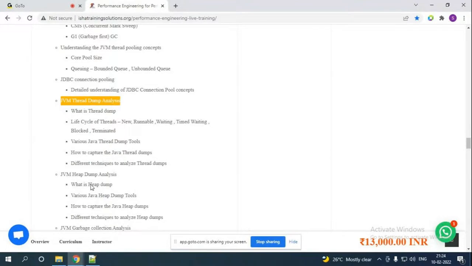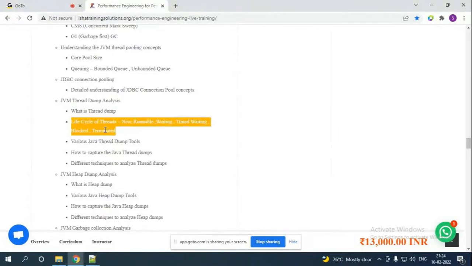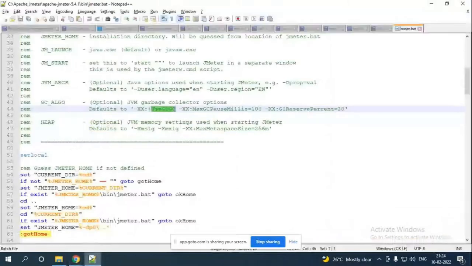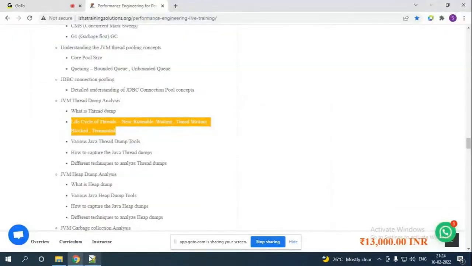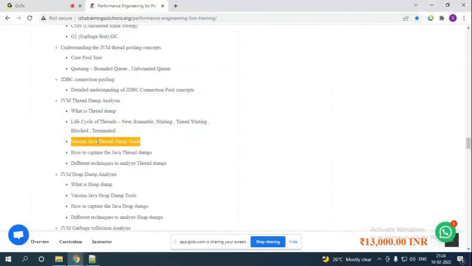I mean, why we are taking a thread dump. After taking the thread dump, what are all the things you need to understand? What is thread life cycle? This is also an interview question, guys. Thread life cycle itself is an interview question. So, how to explain thread life cycle, and the various options in which you are going to trigger the thread dump. Okay, and then the tools that are available to do the thread dump analysis.